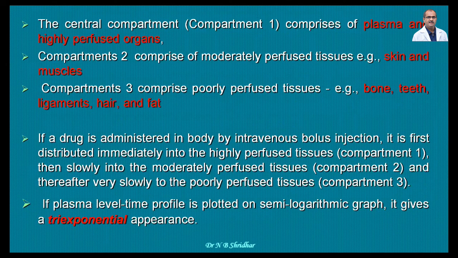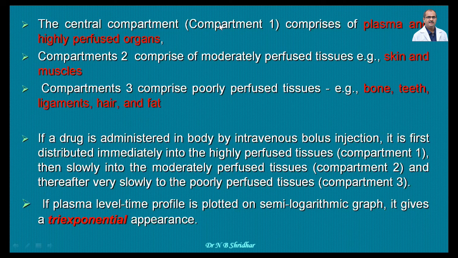The central compartment, also noted as compartment 1, comprises plasma and highly perfused organs. Then compartment 2 comprises moderately perfused tissues like skin and muscles. Skin and muscles also have blood perfusion, but when compared to the central compartment it is less. Compartment 3 comprises poorly perfused tissues like bone, teeth, ligaments, hair and fat. All these tissues in the body have very little perfusion.